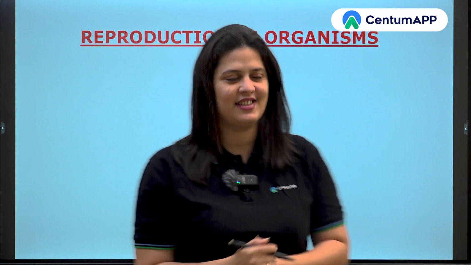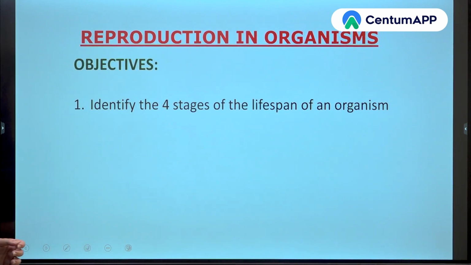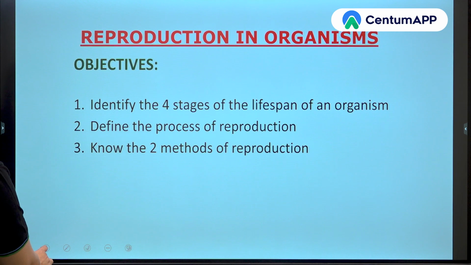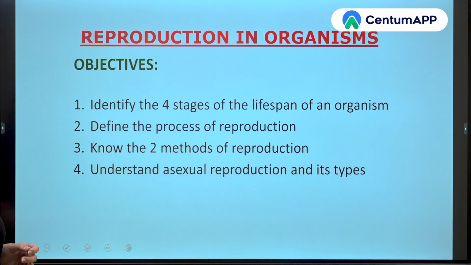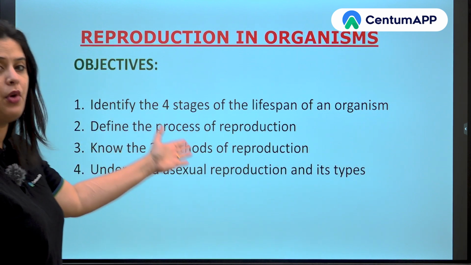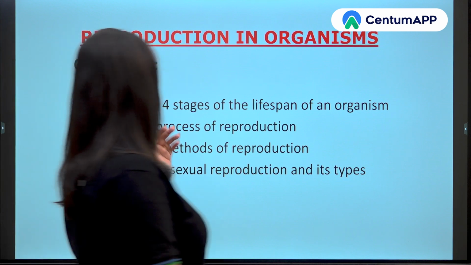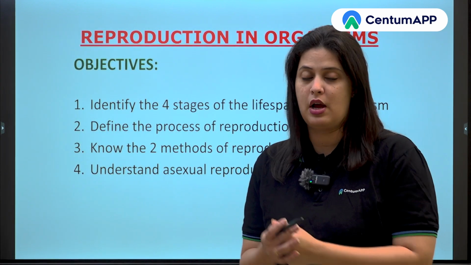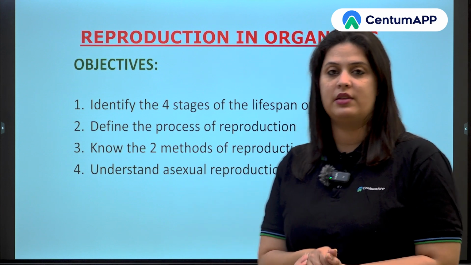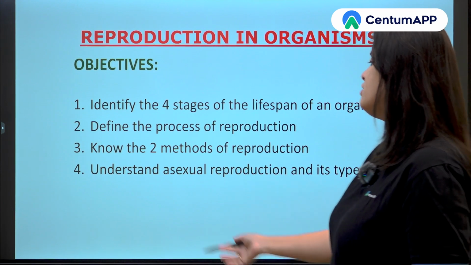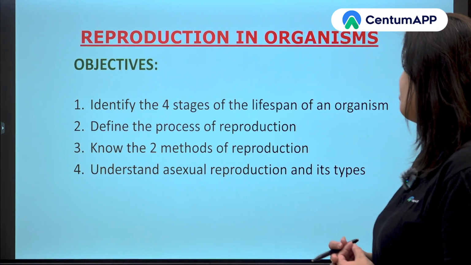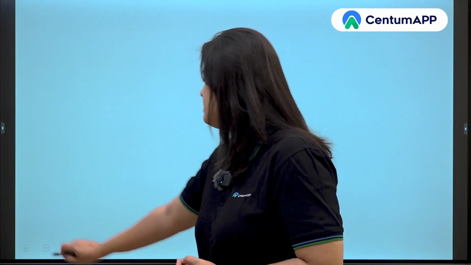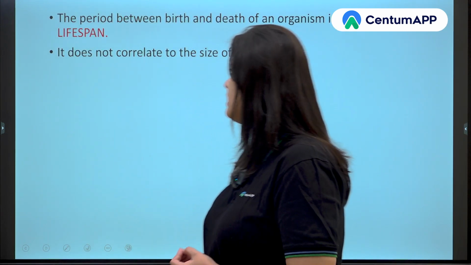Let's get started. The objectives of today's class are to identify the four stages of the lifespan of an organism, to define the process of reproduction, to know the methods of reproduction which I just mentioned to you, which are the sexual and asexual methods of reproduction, and also to understand asexual reproduction and its types. Okay, so this is what we are going to see in detail in today's class.